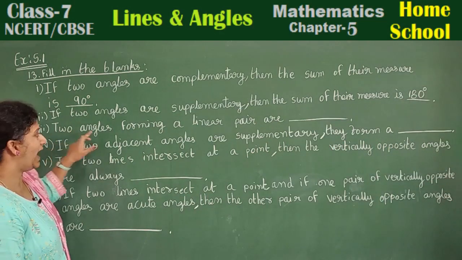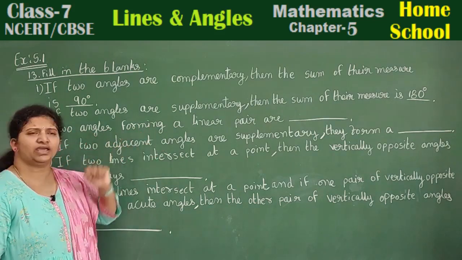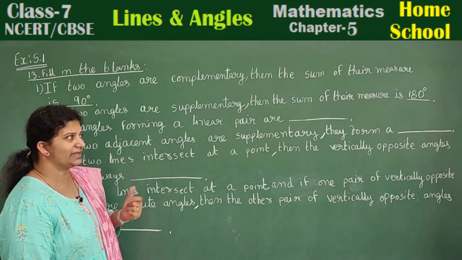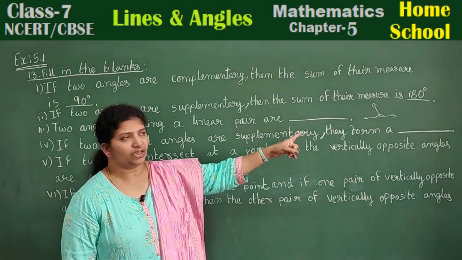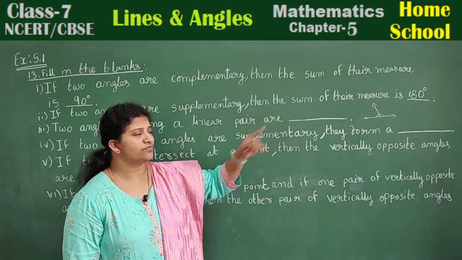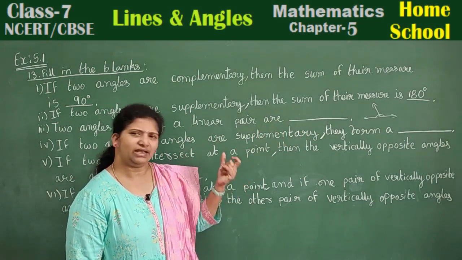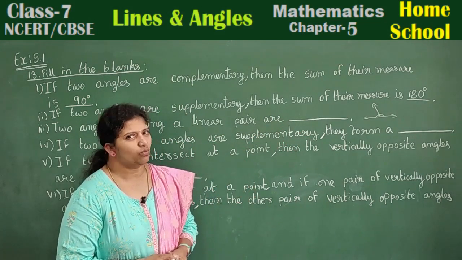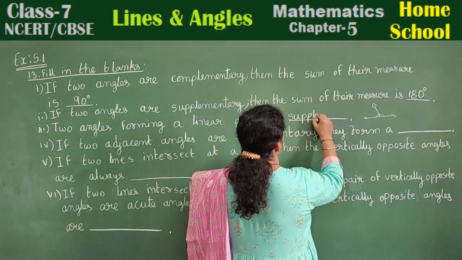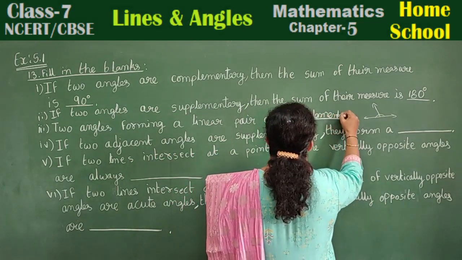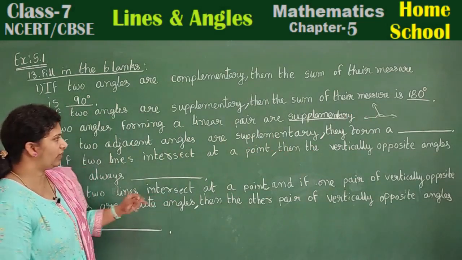Third one, two angles forming a linear pair are blank. If two angles form a linear pair, you can see their figure. I can say they are supplementary. Linear pair, the sum of the angles will be 180 degrees. You can write here, they are supplementary angles. Okay, supplementary, you can say.